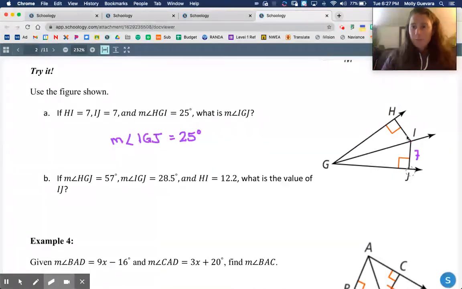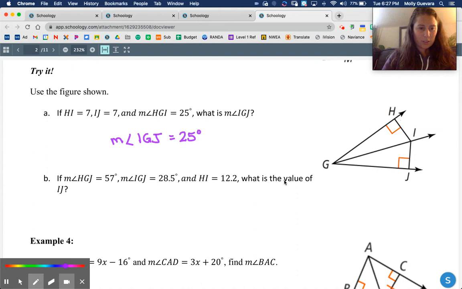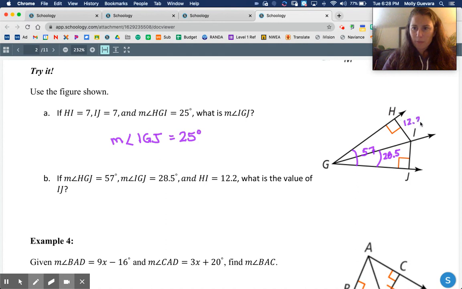And then for question B, we're given totally different information here. So let's fill this in. I'm given here that HGJ is 57. So this whole thing right here is 57. I'm given that IGJ, so this one right here, is 28.5. And HI is 12.2. What is the value of IJ? So I want to know, what is the value of IJ?